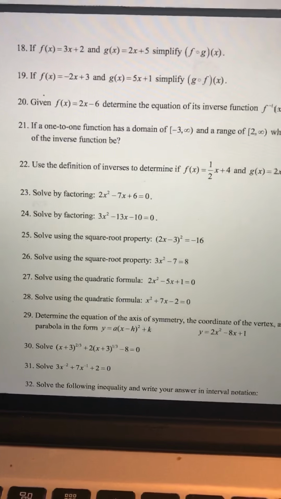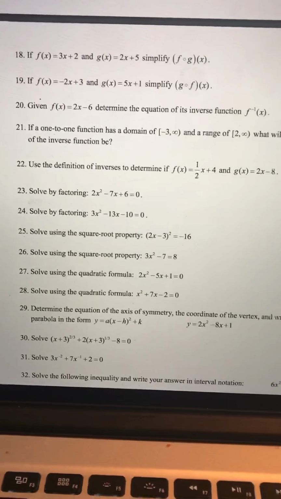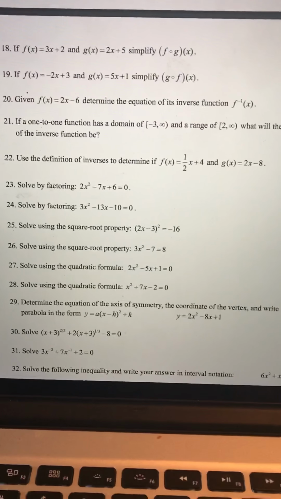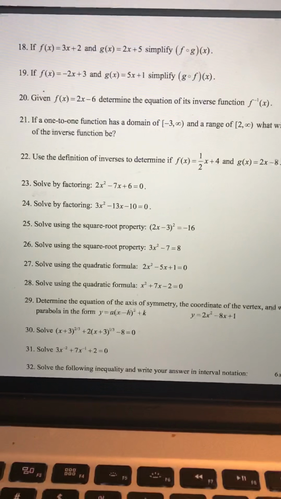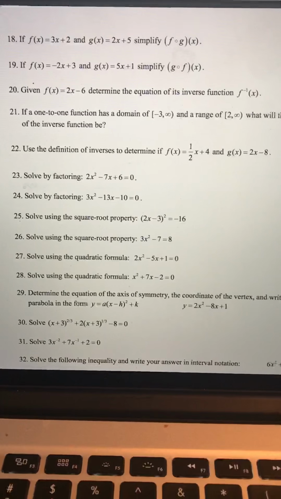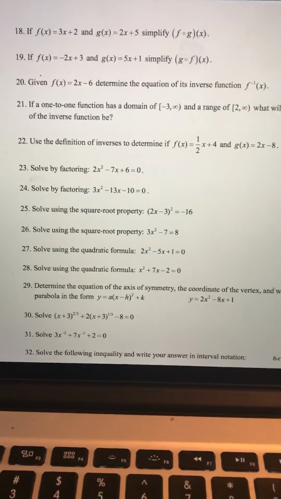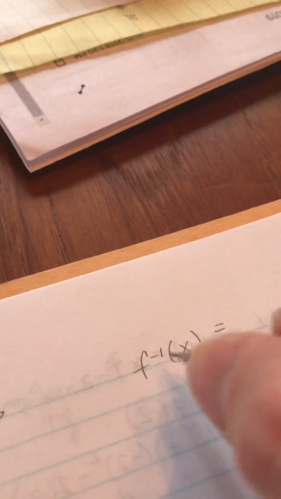All right, we're continuing where we left off on the final exam review for Math 110. Number 20, it says, given that f of x is 2x minus 6, determine the equation of the inverse function, f inverse of x. All right, so we have f of x equals 2x minus 6, and we want f inverse of x. First, notice that that is not the reciprocal.